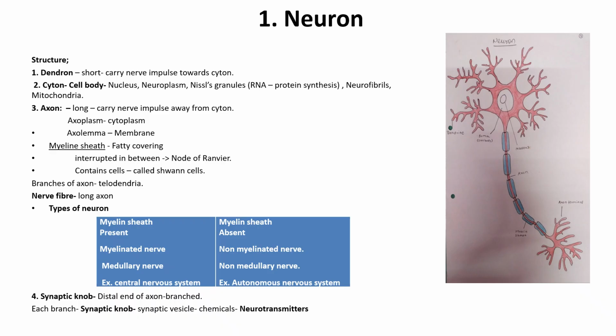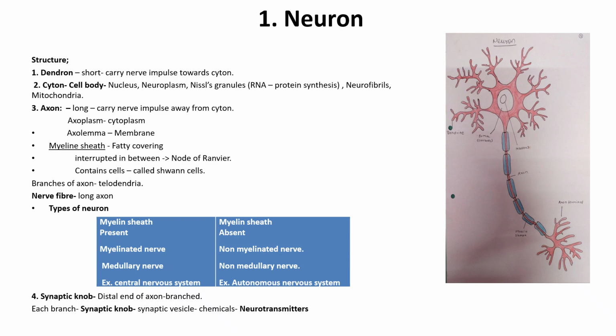Now let's study the neuron in detail. The structure has 4 parts: dendron, cyton, axon and synaptic knob. The dendron is short and carries nerve impulses towards the cyton. The cyton is the cell body which contains the nucleus, neuroplasm, that is cytoplasm, and Nissl granules. These contain ribonucleic acid, which is required for protein synthesis, and also neurofibrils and mitochondria. The axon is a long fiber which carries nerve impulses away from the cyton, and the cytoplasm is called axoplasm and the membrane is called axolemma.